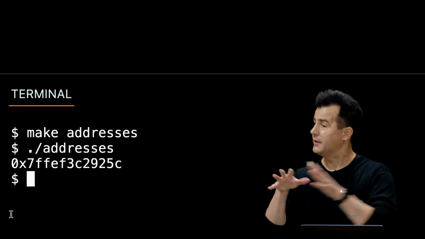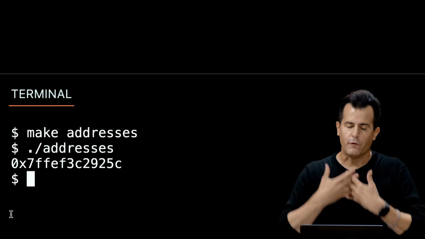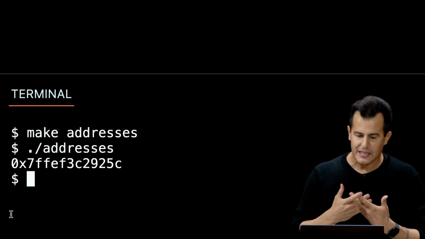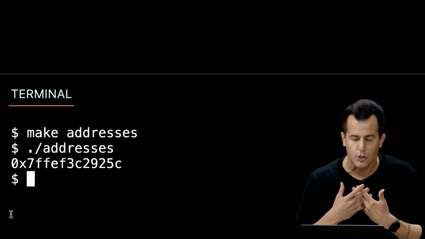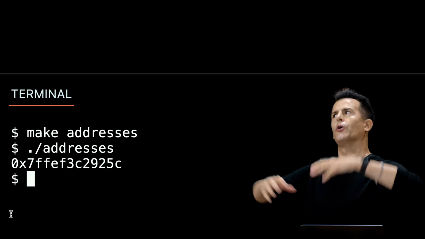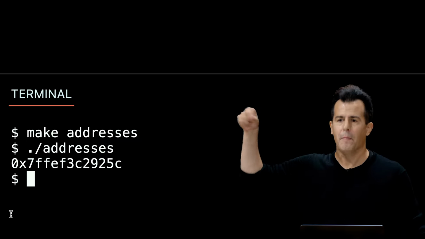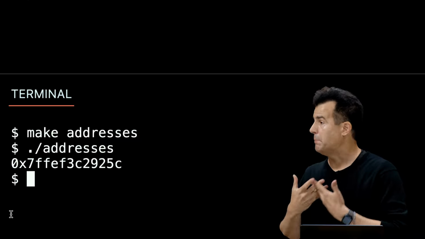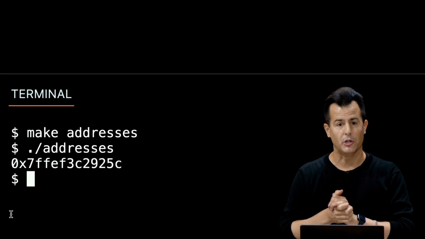Might be different if run on a different system, but it turns out that the variable n is stored at location 0x7FFEF3C2925C, which is just a really big number that, if we did all of the math on paper, pencil, or computer, would be a really big decimal number. Why? The server has lots of gigabytes of memory, billions of bytes, so of course it's probably going to be a big number like that.